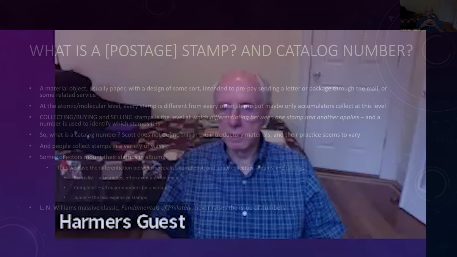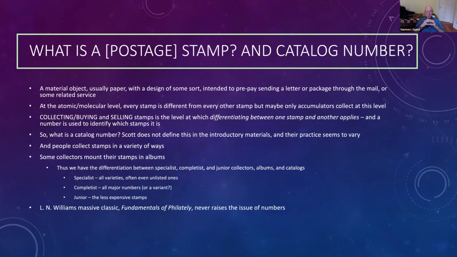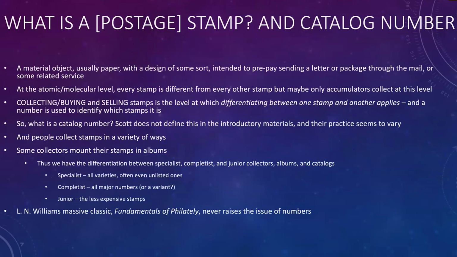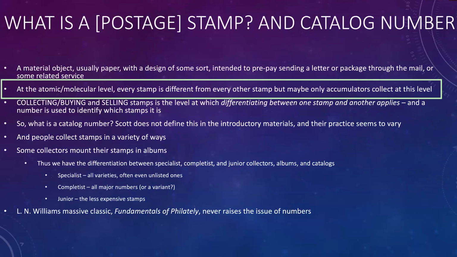The first question is, what is a postage stamp? And what is a catalog number? Obviously, it's a material object, usually a paper with a design intended to prepay sending a letter or some related service. Now, at the atomic level or molecular level, all stamps are different. If you've got a microscope powerful enough, an electron microscope.